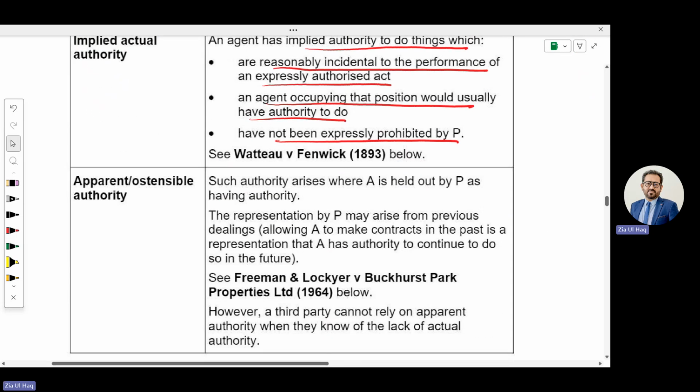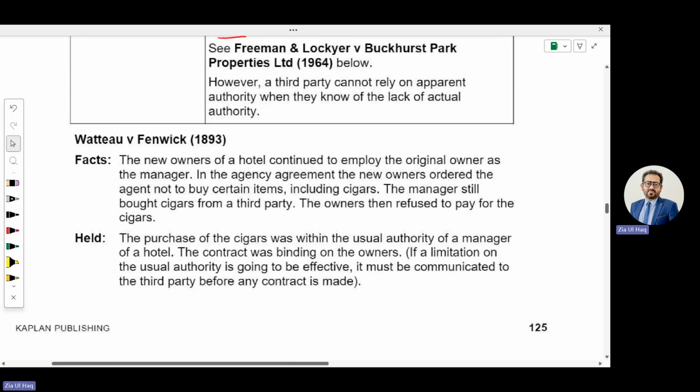Or the agent has apparent or ostensible authority. Such authority arises where A, the agent, is held out by P as having authority. Holding out. The representation by P may arise from previous dealing. Allowing A to make a contract in the past is a representation that A has authority to continue to do so. There is a case here.